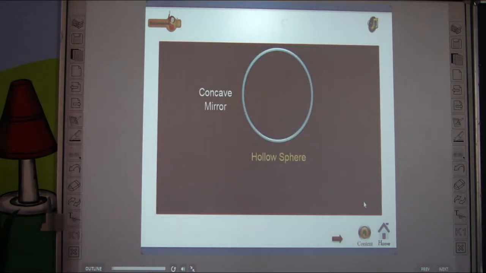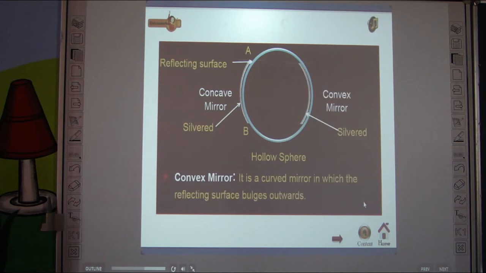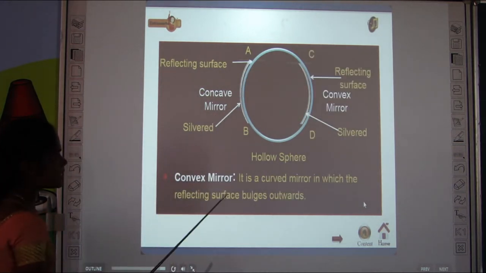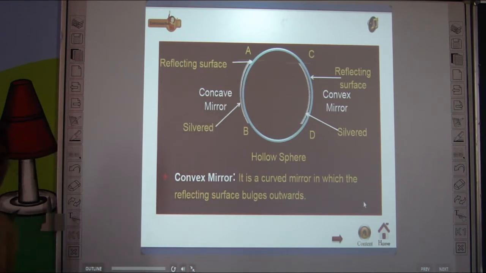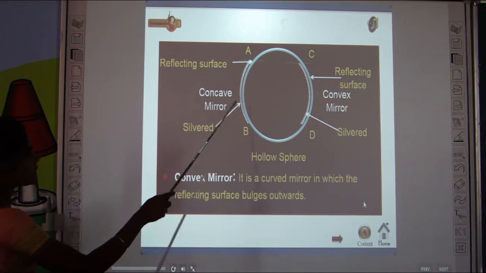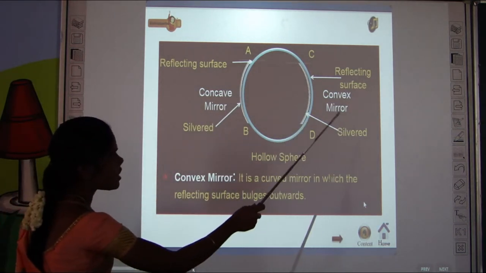What is called concave mirror? A concave mirror is a curved mirror whose reflecting surface curves inwards. Look at the picture. This is the reflecting surface. So, in a concave mirror, the reflecting surface curves inwards. It's like a cave.